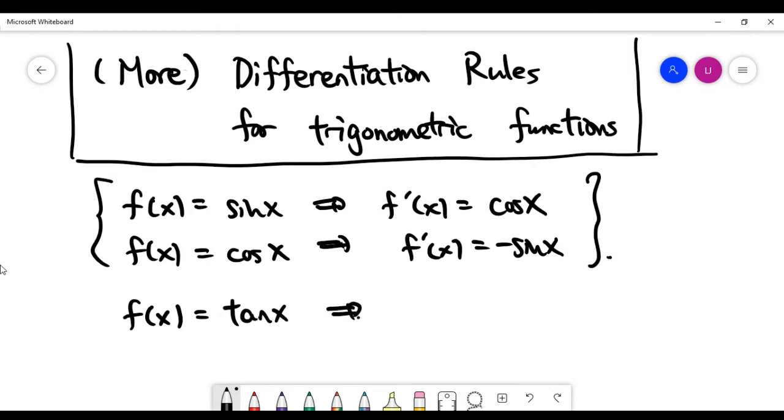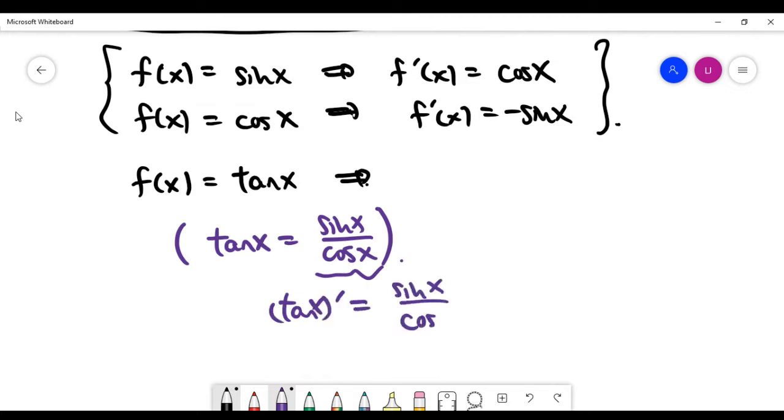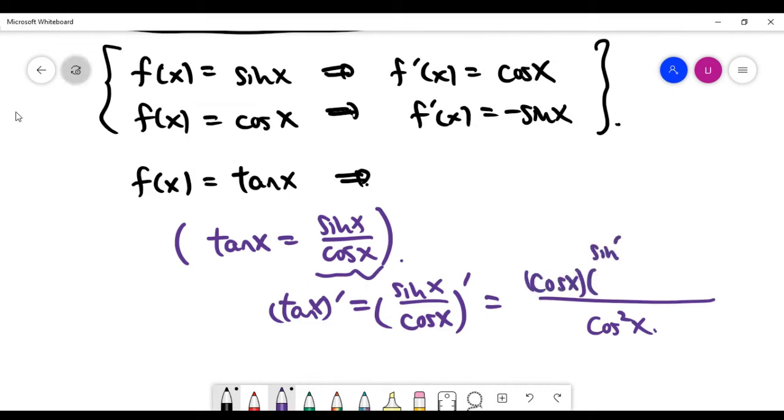The hint is that we can view tangent x as sin x over cosine x. If you view it this way, we can apply the quotient rule. The derivative of tangent x is the same as the derivative of sin x over cosine x. So it's cosine square x in the bottom. The top is cosine x times the derivative of sin x, which is cosine x, minus sin x, times the derivative of cosine x, which is minus sin x.